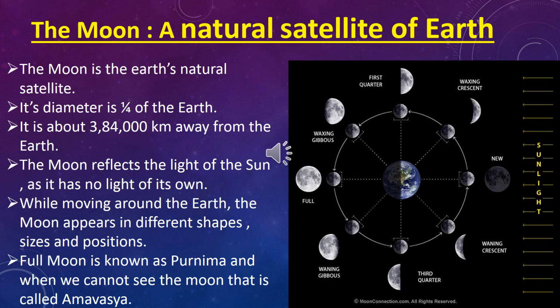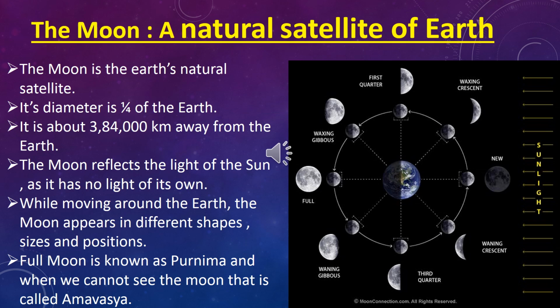Now comes the Moon, which is a natural satellite of Earth. The Moon is the Earth's natural satellite. Its diameter is 1/4 of the Earth. It appears so big because it is very close to the Earth. It is our closest celestial body. It is about 384,000 km away from the Earth.